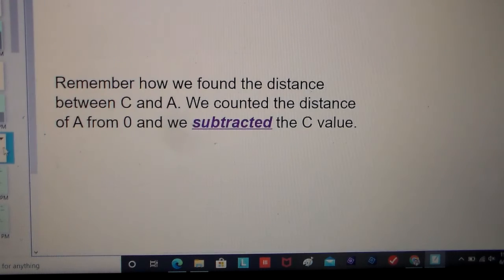So that's another way you could calculate the distance. Keep in mind, remember how we found the distance between C and A? We counted the distance of A from 0 and then we subtracted the C value, which is the distance from 0 to C.